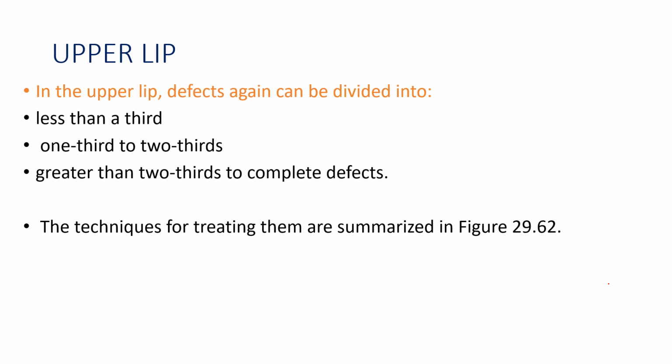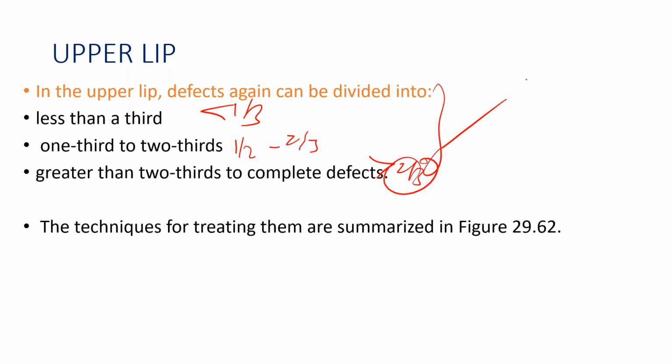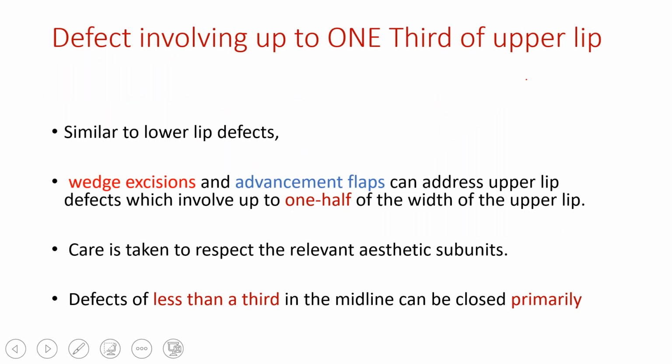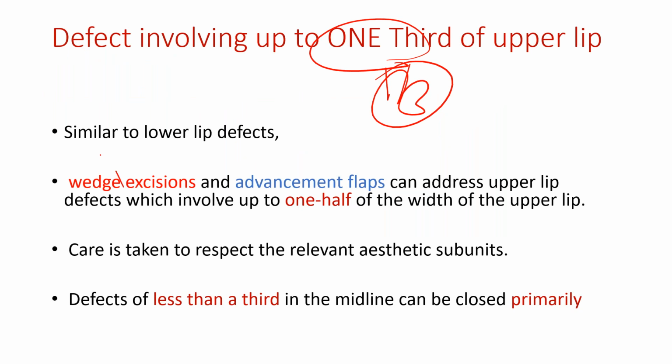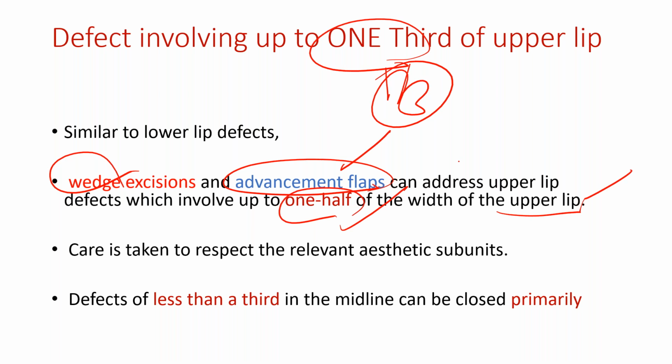So that completes the lower lip. When you take the upper lip, defects can be less than 1/3, 1/3 to 2/3, and more than 2/3, that is complete defects. These are the defects that are found. So all these things are almost up to 1/3. What would you do? Wedge excision is known, and advanced flaps, and you can go for almost half of the upper lip you can remove.